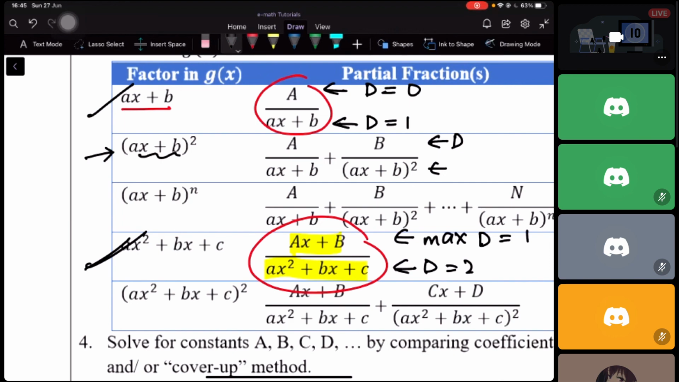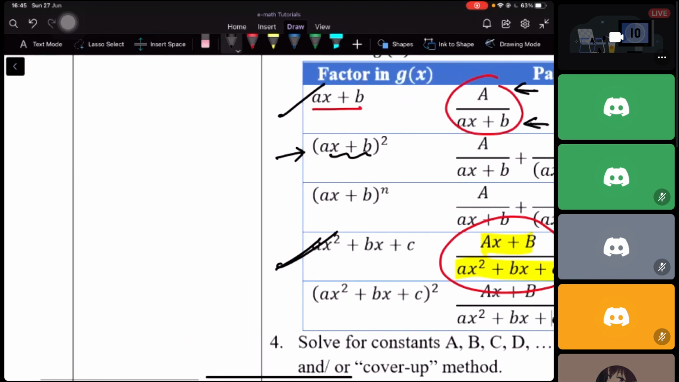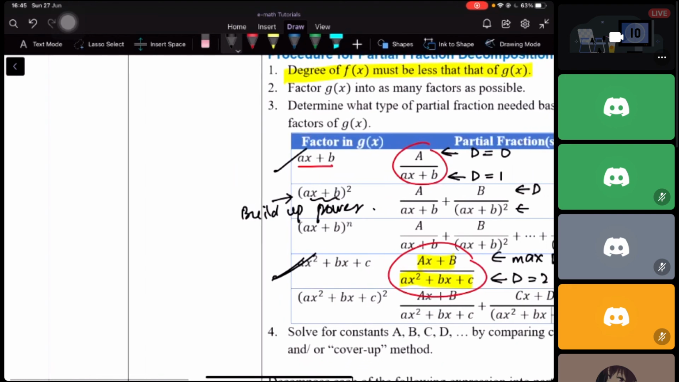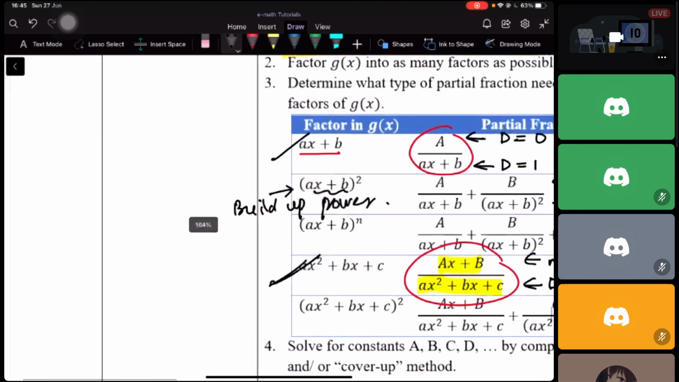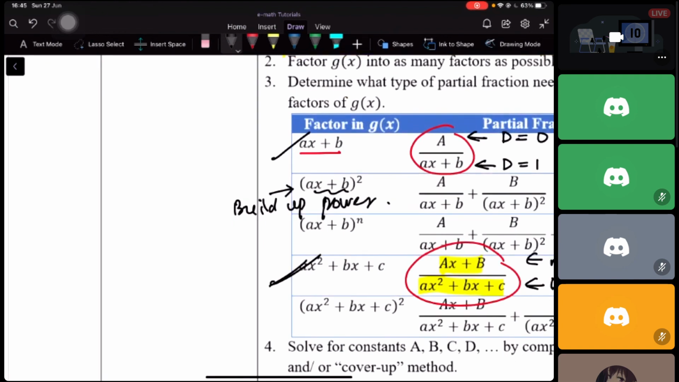And the reason why you need 2 partial fractions here is to build out the power. This is what we call build out power. Because I told you, before you do partial fraction, you need to make sure that your degree on top is less than the degree at the bottom. So if this is ax plus b squared at the bottom, your degree at the bottom is 2, right? Which means maximum you can have a linear mx plus c on top.